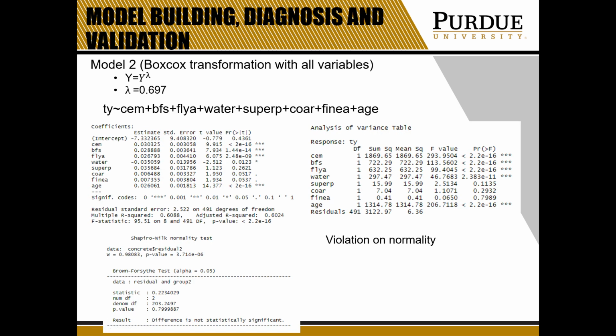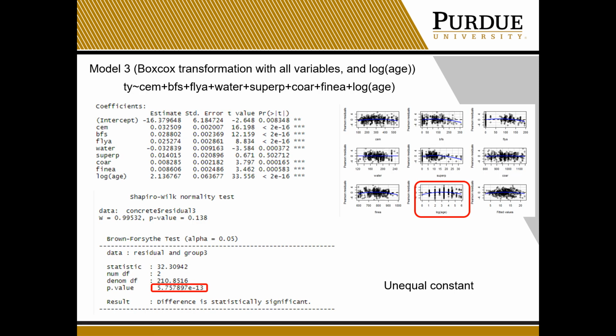So in model 2, I try a Box-Cox transformation on Y with all the variables inside the model. The model is showing like this. Based on the summary results, we can see that still the superplasticizer has no significant impact. And in the assumption checks, we see that the violation on normality is still not solved. So then we try to do another step.